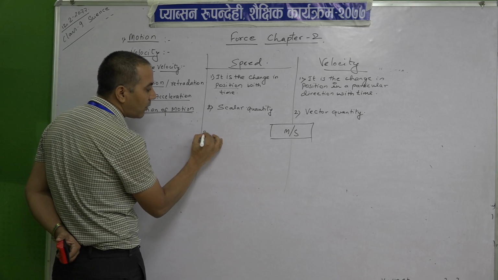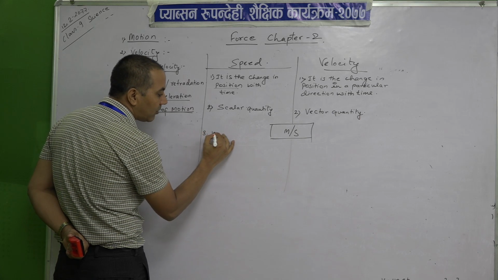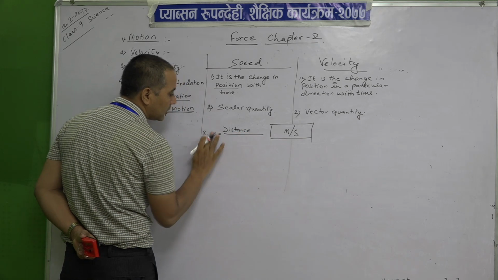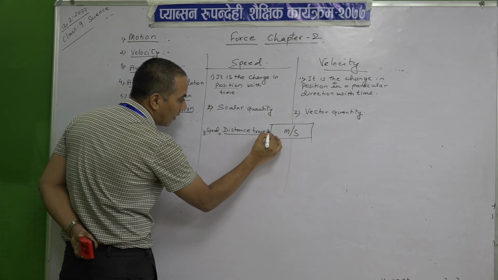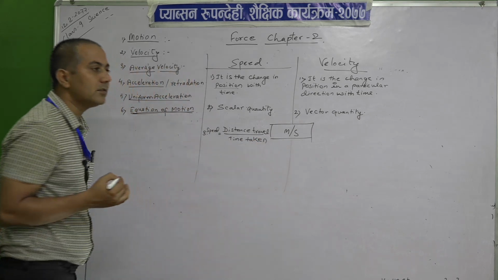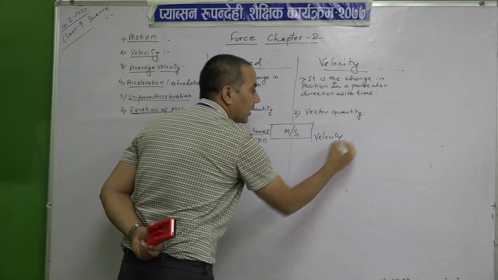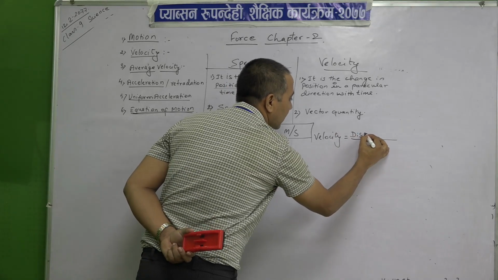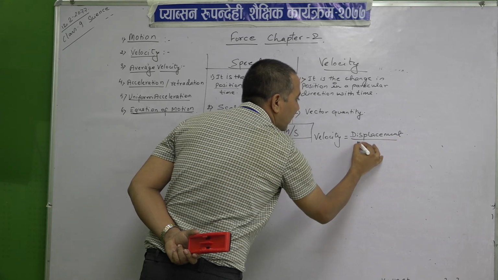And what is the numerical formula for this? The numerical formula for speed is distance traveled upon time taken. Whereas velocity is displacement upon time taken.